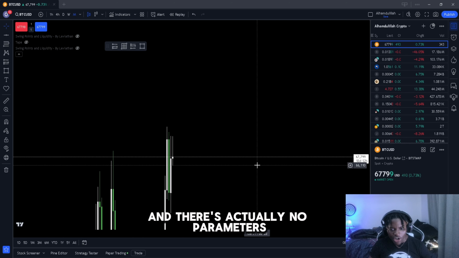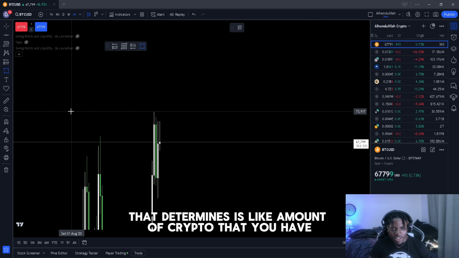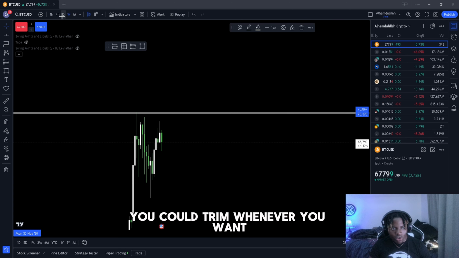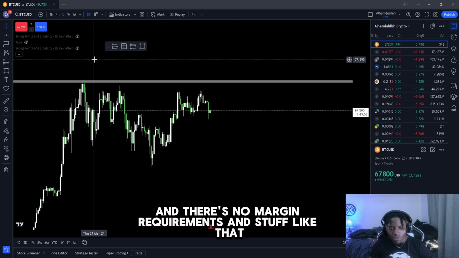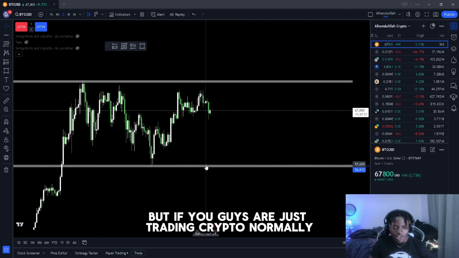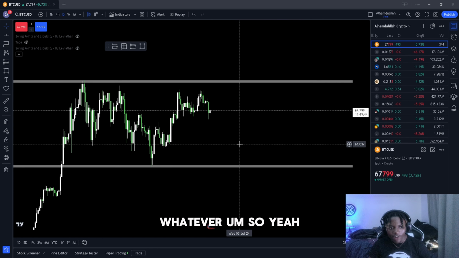And there's actually no parameters. The only parameter on crypto is the amount of crypto that you have. Otherwise, you can sell whenever you want, you could trim whenever you want, and you're not contract locked. There's no expiration, and there's no margin requirements and stuff like that, unless you are playing futures. But if you guys are just trading crypto normally, whether decentralized, trading meme coins, Bitcoin, whatever.